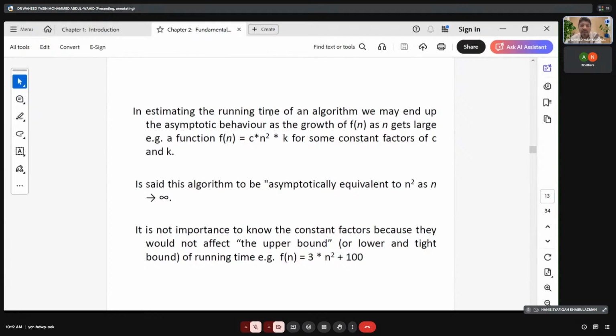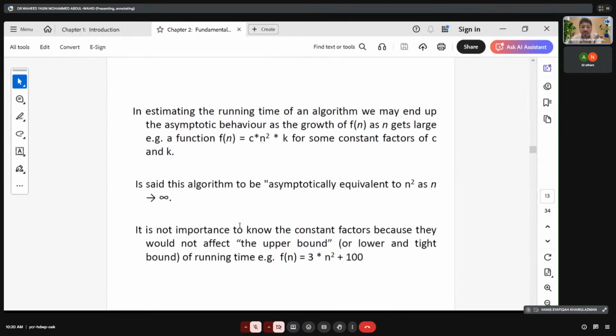In estimating the running time of an algorithm, we may end up with the asymptotic behavior as the growth of f(n) as n gets large. Example, a function f(n) equals c multiplied by n power 2 multiplied by k, for some constant factors c and k. The algorithm is said to be asymptotically equivalent to n power 2 as n grows to infinity, because we remove the constants, which will be negligible if n is infinity.